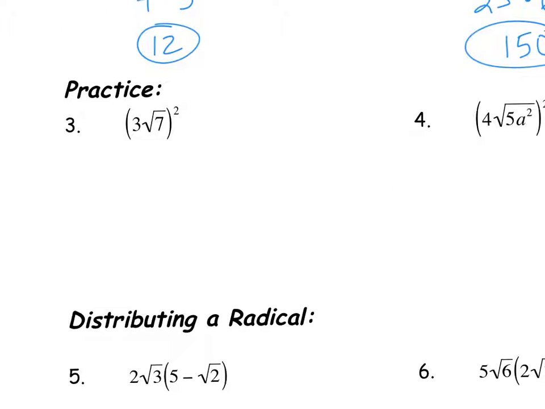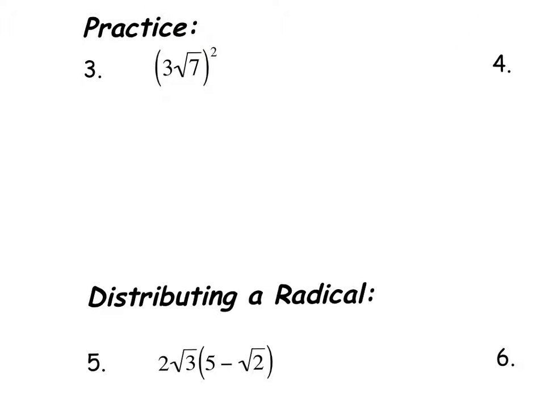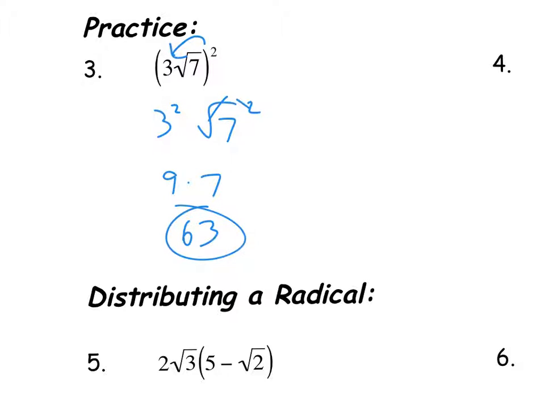All right, try number 3 on your own. And then number 4, since it has a variable in it, we'll do it together. All right, so we should be getting 3 squared, square root of 7 squared, 9 times 7, 63. Any problems with number 3?